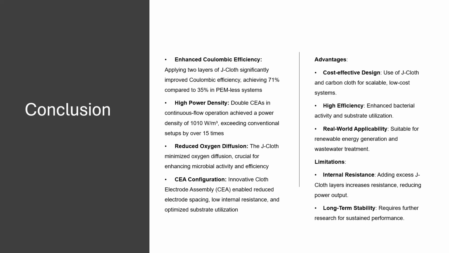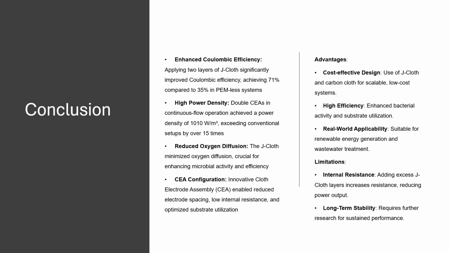Conclusion. Enhanced Coulombic efficiency. Applying 2 layers of J-cloth significantly improved Coulombic efficiency, achieving 71% compared to 35% in proton exchange membrane-less systems. High power density. Double cloth electrode assemblies in continuous flow operation achieved a power density of 1010 watts per cubic meter, exceeding conventional setups by over 15 times.